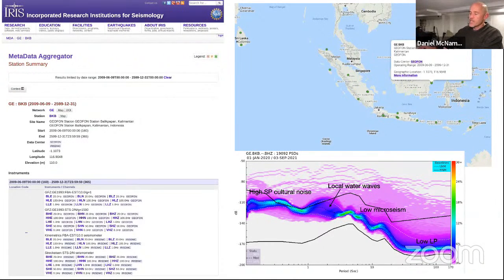I've seen this at many stations throughout the world, usually an island station where there's a lagoon or some smaller body of water. You can see just to the east of this station, there's that narrower bit of water between the Sulawesi, between the two islands. And so there's probably some resonances going on in the water there that's causing this really high noise level that I'm calling local water waves.